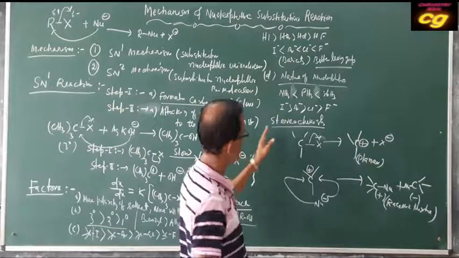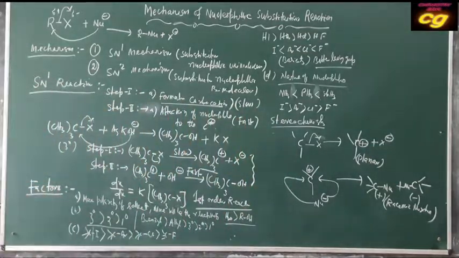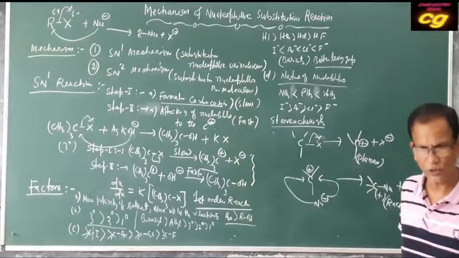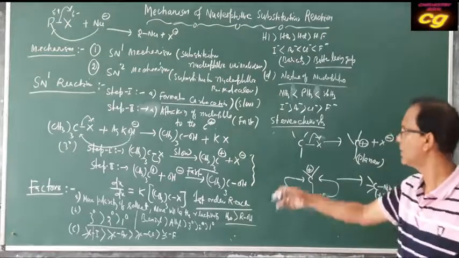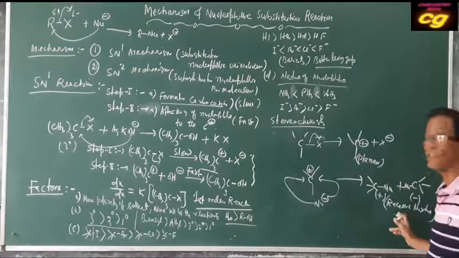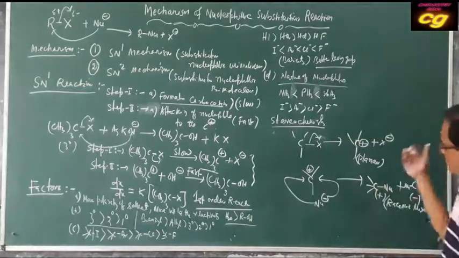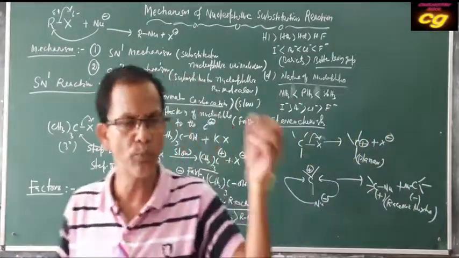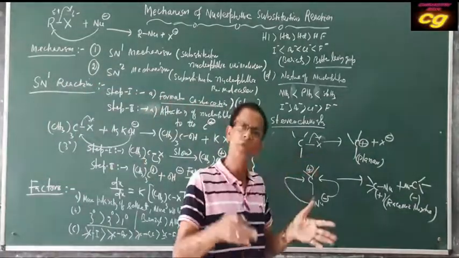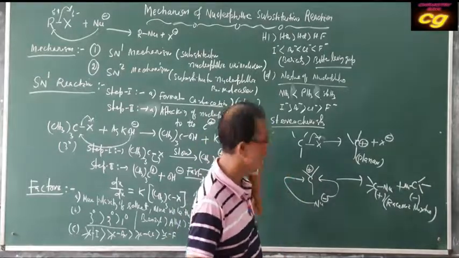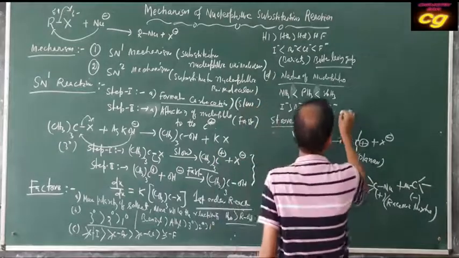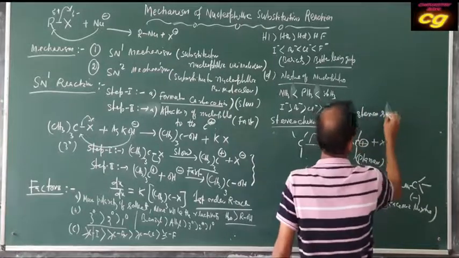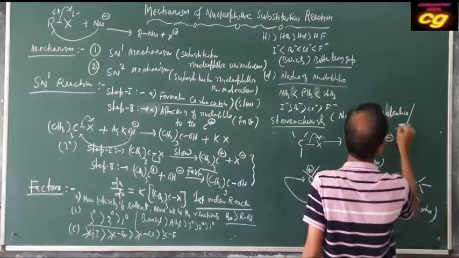Then if you see the stereochemistry, that is stereoselectivity, the SN1 reaction is not stereoselective or stereospecific, because due to the formation of the carbocation the product is always a racemic mixture. There is no particular position that the nucleophile attacks. The nucleophile can attack from the front side or back side. That's why it is not stereoselective and not stereospecific.